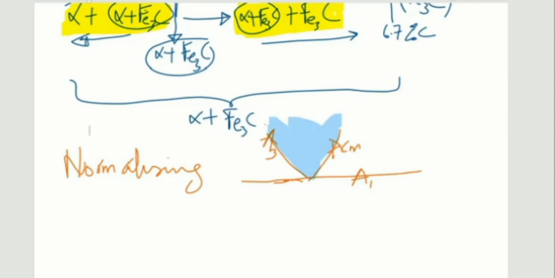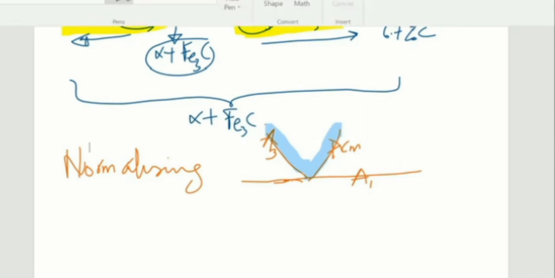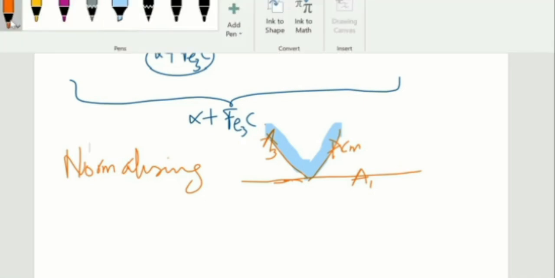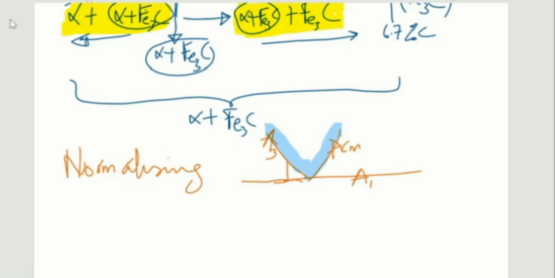Okay, let me adjust it a little bit. At least 55 degrees within this region. So this is the 55 degrees, the shaded portion. Sorry. So if the alloy is here, it means one has to hit at least 55 degrees. This is the 55 degrees. And if it is here, so this is going to be the 55 degrees.